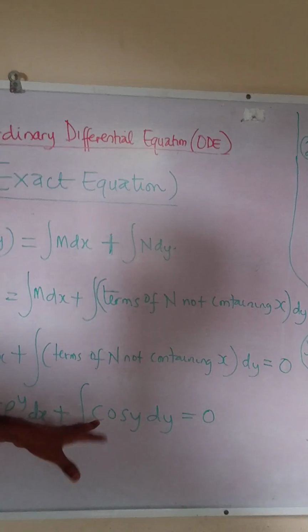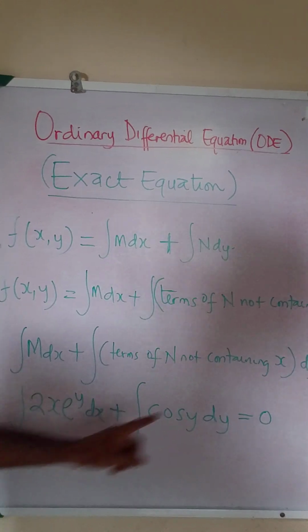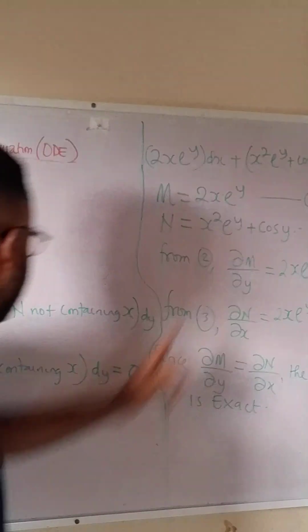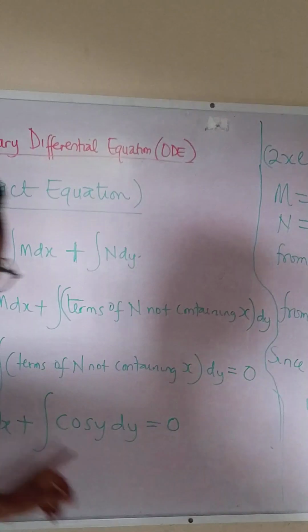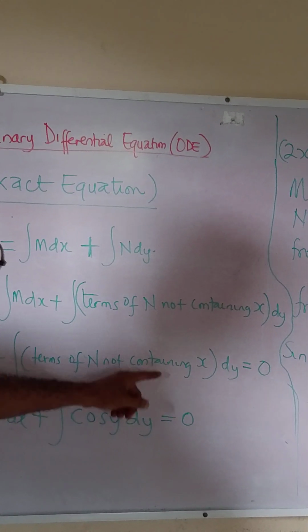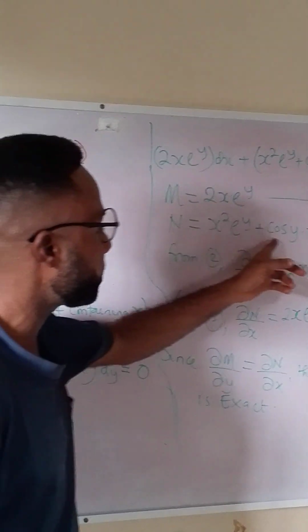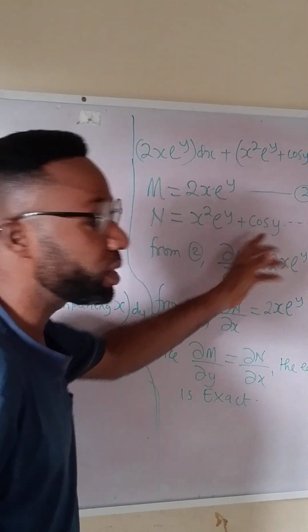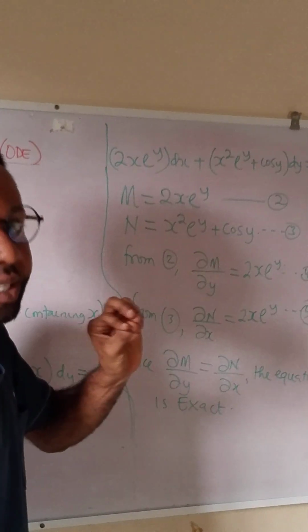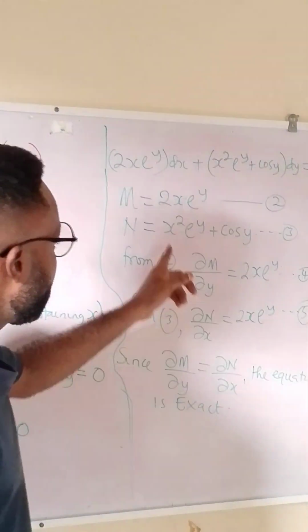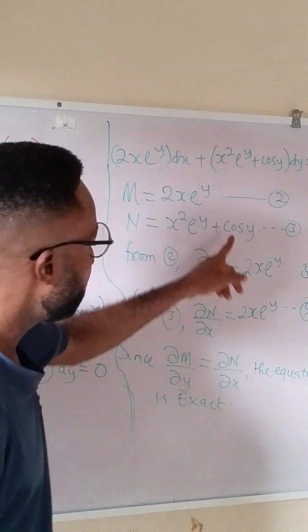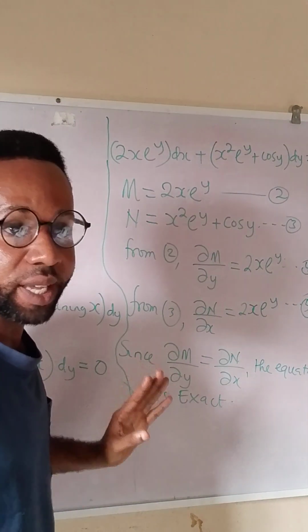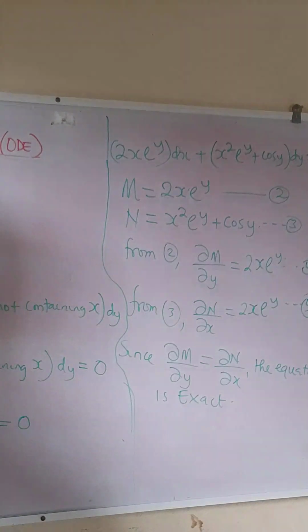I have to explain this again. For this one, m dx, you go to the value of m, this is m, and you just add the x to it. But in this second one, terms of n not containing x, it means these are the terms of n, but anyone that doesn't contain the variable x is what you choose. If you look at this first one, it contains x squared, so you can't use it. But this one, cos y stands alone, there's no x attached to it, so that's the one you use. So we are done. At this point, we can now integrate.